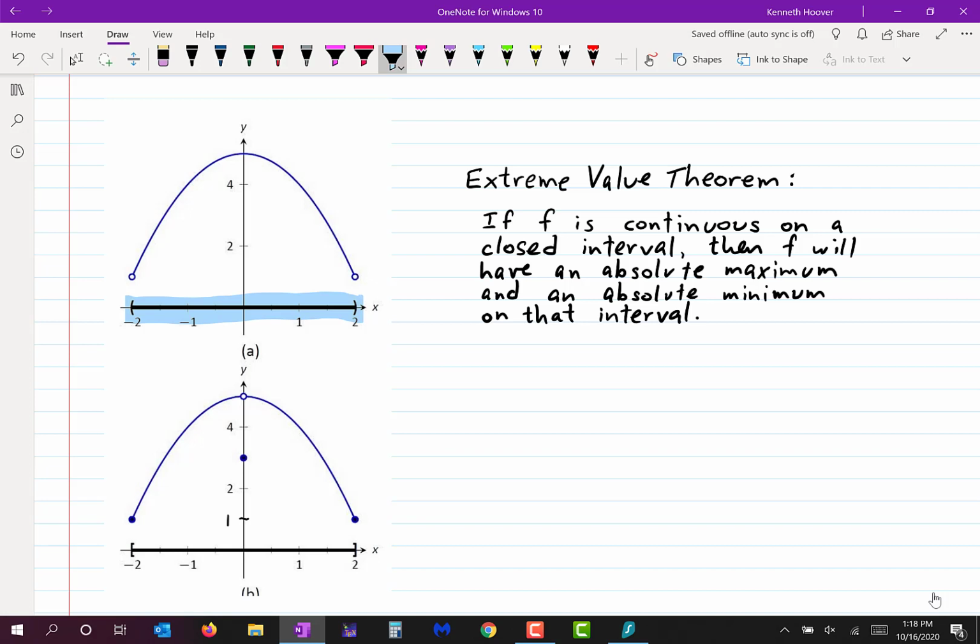And in the second picture, the function's not continuous because you have a removable discontinuity right there. So those two pictures do not contradict the extreme value theorem. The extreme value theorem does not pertain to those two pictures because those two pictures do not show a continuous function on a closed interval. The interval in the second picture is closed, but the function is not continuous.